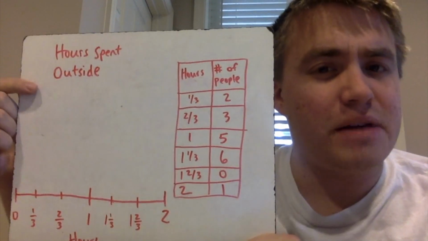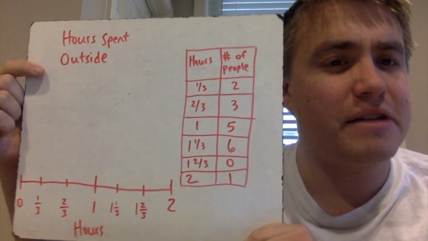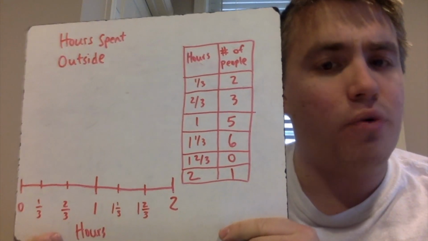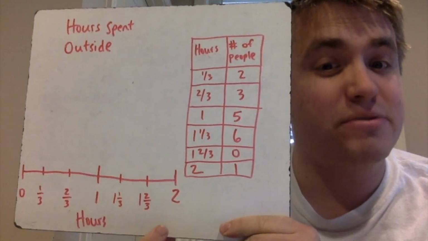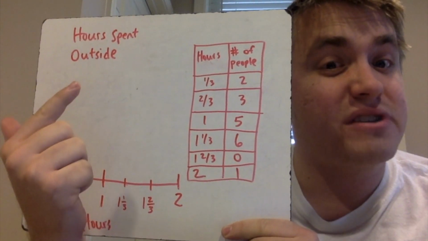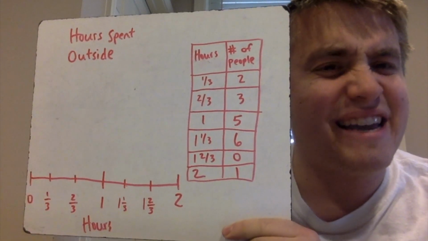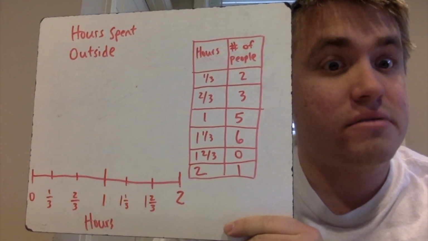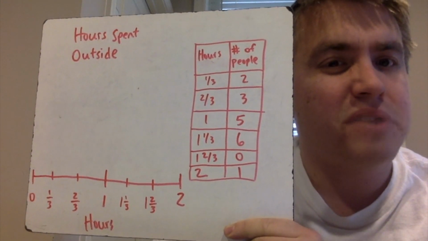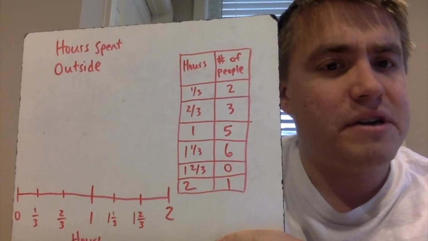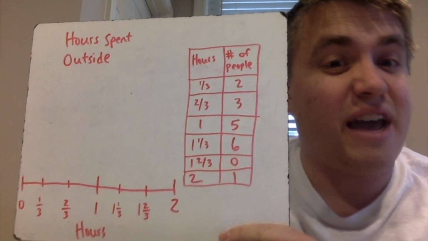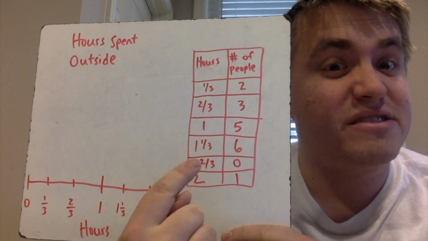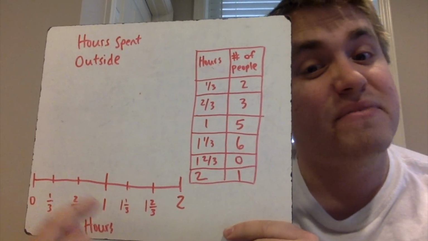My title for this line plot is Hours Spent Outside. Down here I have my label of hours, which means all of these fractions here represent hours that were spent outside. But notice I don't have any data here. My last line plot, I had some data here. What you're going to have to do in your math homework today is see a table where all the data is, and you're going to have to put that data down onto the line plot.